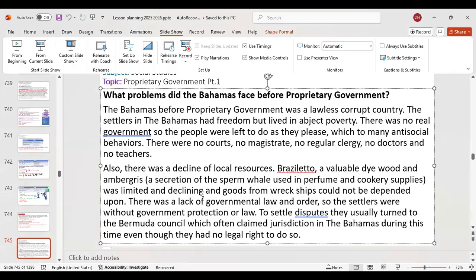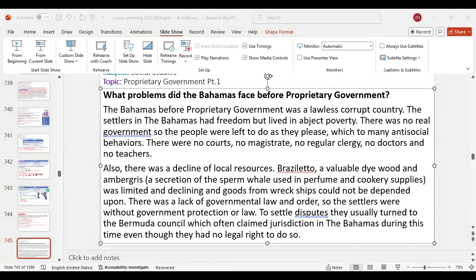Okay, good. The settlers in the Bahamas at this time did not have freedom. True or false? False. Very good. They did have freedom. But even though they had freedom, what did they live in? Poverty. They lived in abject poverty.